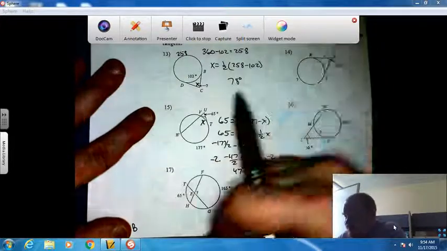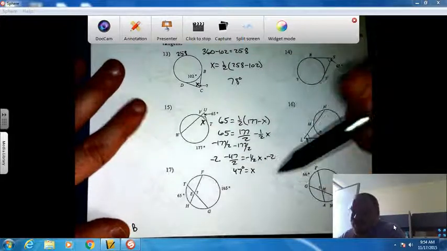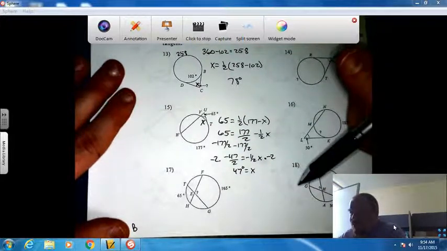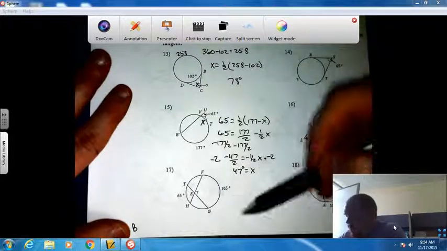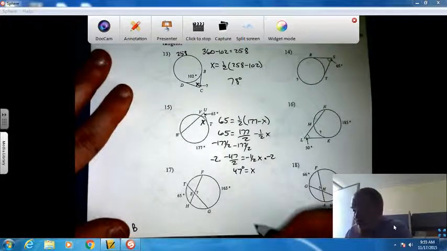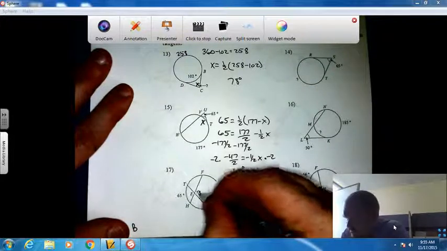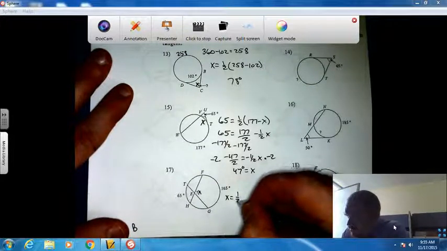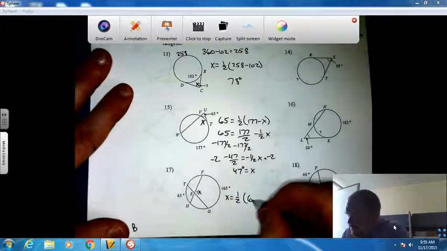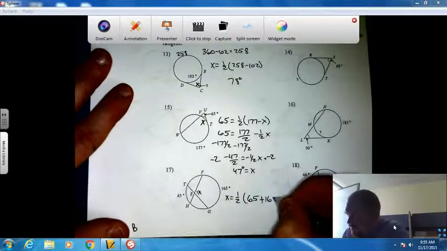Now 17 is a little bit different. The lines cross inside the circle. Okay? When the angle is inside the circle, remember it is 1/2 the sum. So I'm just going to call that x. So x equals 1/2 the sum, 65 plus 165.